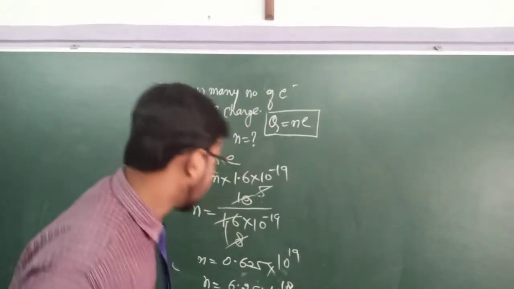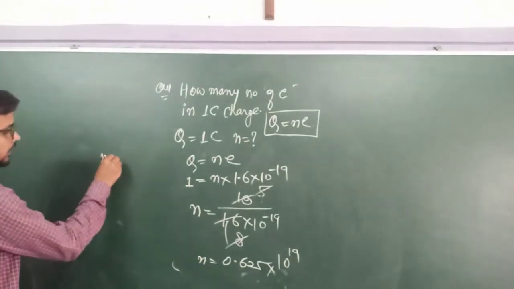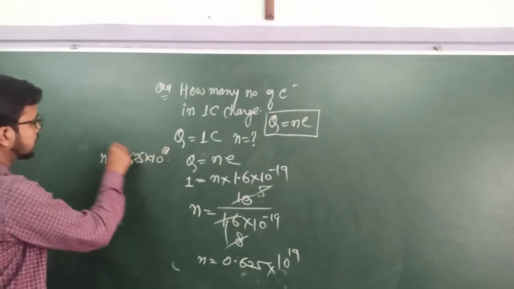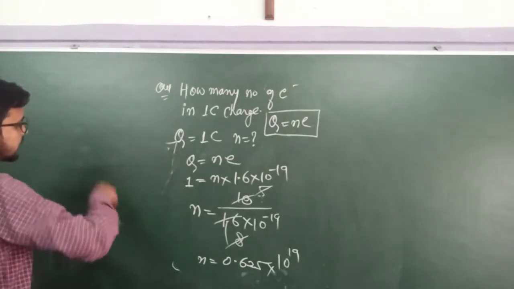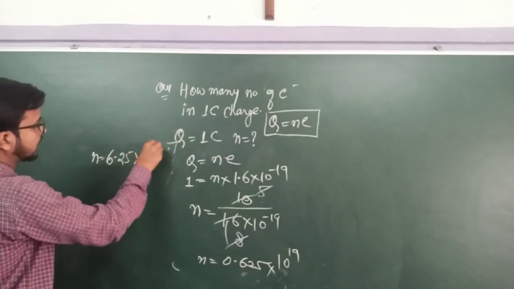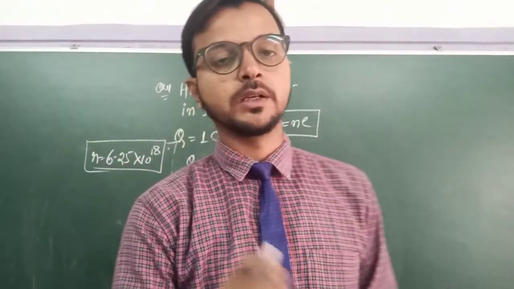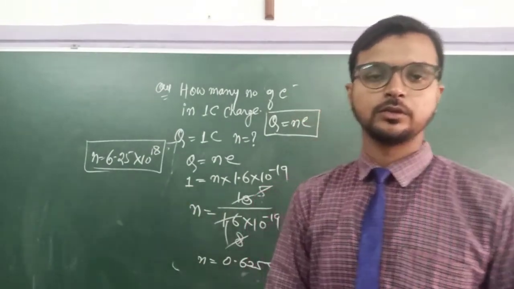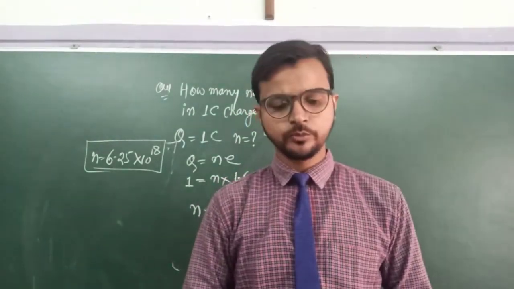Now if you are not able to see, then the value of N is equal to 0.625 into 10 to the power 18. N is equal to 6.25 into 10 to the power 18. This is the number of electrons in 1 coulomb charge. That means the number of electrons in 1 coulomb charge is 6.25 into 10 to the power 18. Okay, student, you know that this is the very easy part in your chapter.